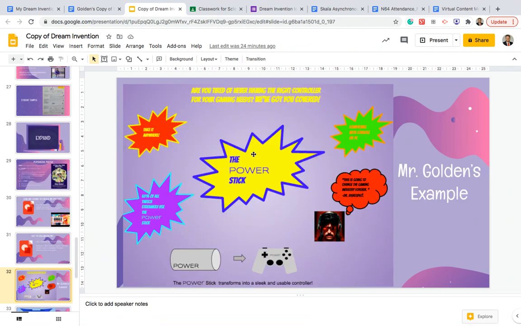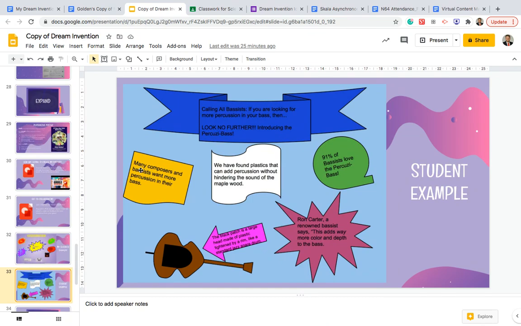So here's an example for the Power Stick. Power plus stick. And it's got Dr. Disrespectful. There's his quote. Take it anywhere. The Power Stick. Controller with console or PC. So it says what it does. Here's his wonderful statistics. 60% of all Twitch streamers are using the Power Stick. Another example. Calling all basses. If you're looking for more percussion in your bass, then look no further. Introducing the percussion bass. Many composers use this. Plastic added to it. Statistic. A quote. All of those are there.